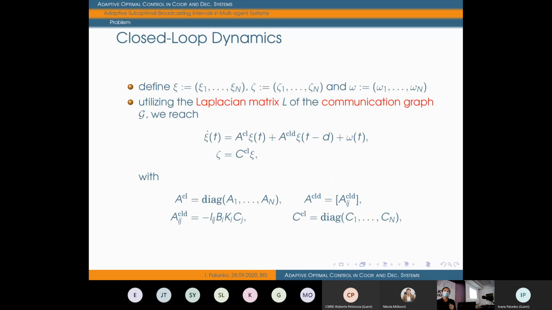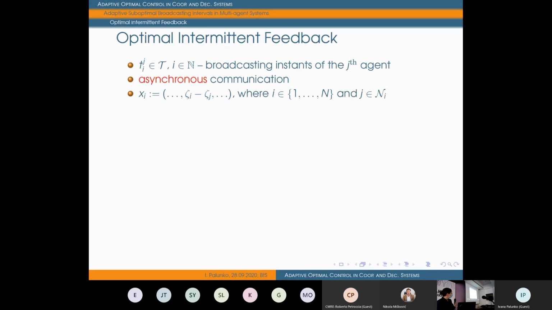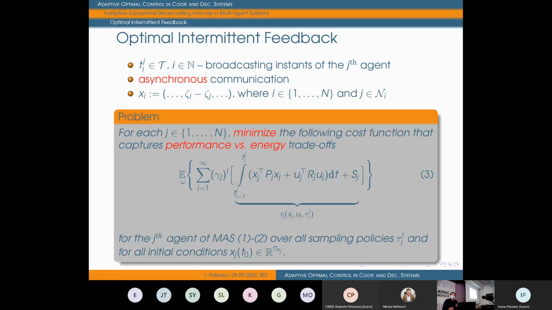If we put it into the closed loop dynamics, it looks like this, where the standard A is diagonal, C is diagonal, and the other stuff is more or less straightforward. Here we are modeling the delay as well, and omega is the noise. Okay? So if we put a performance index, minimizing the cost to go for the energy trade-offs, we get something like this. And now we have to solve it.